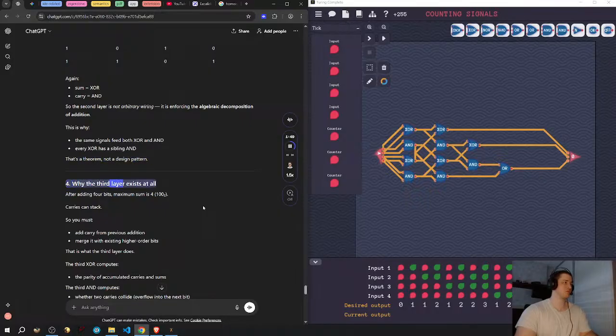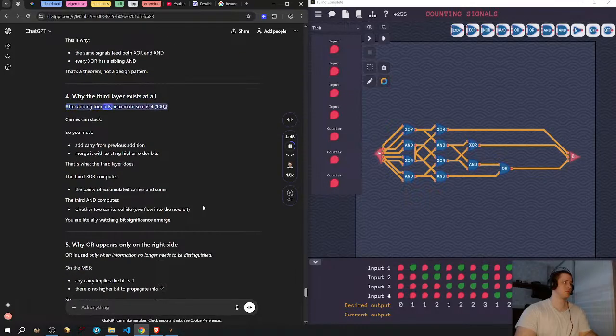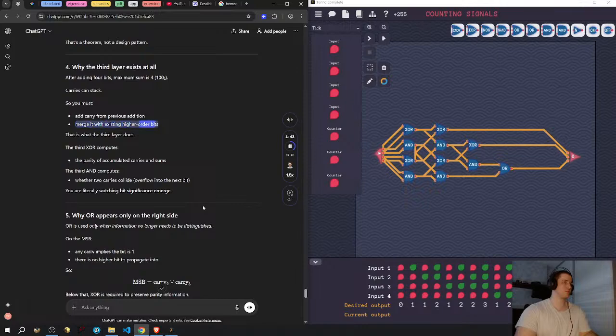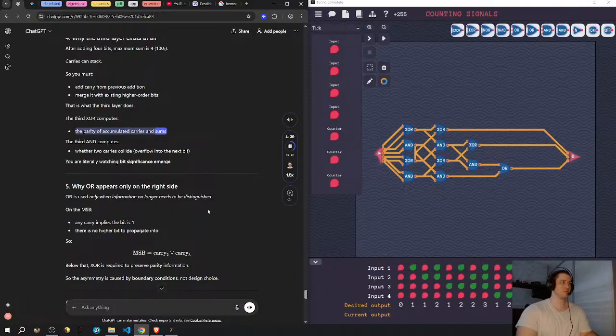4. Why the third layer exists at all. After adding 4 bits, the maximum sum is 4, which is 100 in binary. Carries can stack. So you must add the carry from the previous addition and merge it with the existing higher order bits. That is what the third layer does. The third XOR computes the parity of accumulated carries and sums. The third AND computes whether two carries collide and overflow into the next bit. You are literally watching bit significance emerge.